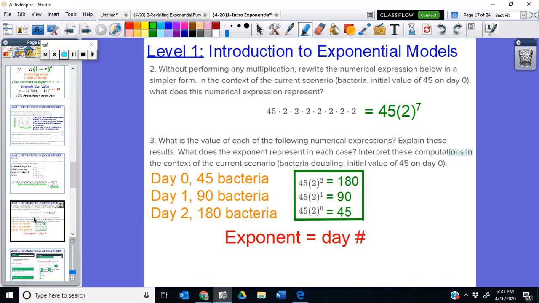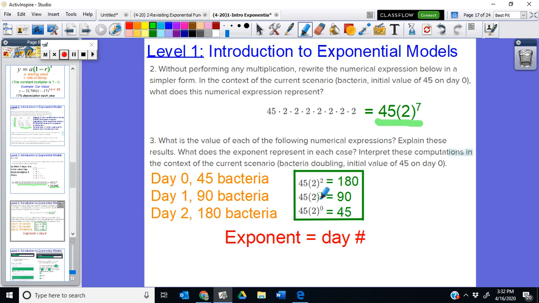Here's another example. Without performing any multiplication, what does it look like to simplify this multiplication? And if you look at the number of 2's, there's 7 of them. So that means there's 2 to the 7th power. And we started with 45 initially. Then, what is the value of each of the following numerical expressions? Well, 2 to the 2nd is 4. What's 4 times 45? 180.